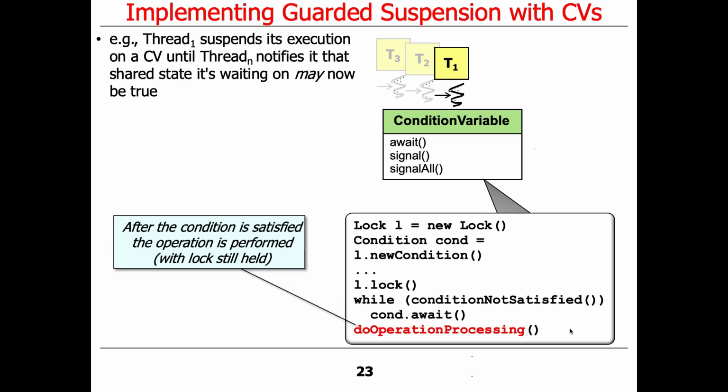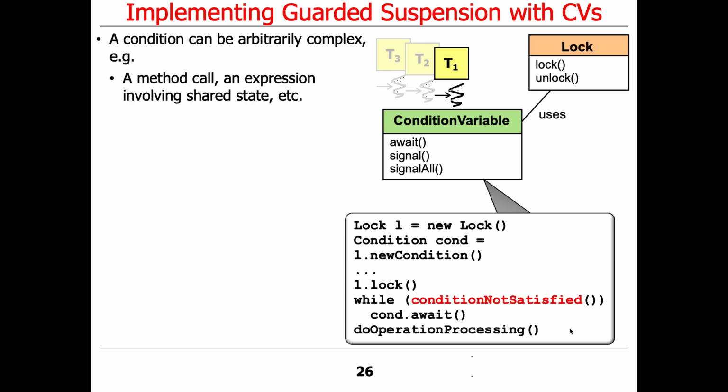At some point, after the world has changed and we've been signaled, and we'll talk about signaling later, this await call wakes up, the condition has become satisfied, and then, and only then, can we make it through the guard and do the operation processing with the lock held. So the lock is still held, we're doing the processing, the condition is satisfied at that point, and we're able to do our thing. So grabbing the lock and then waiting in a loop while the condition is not satisfied, that's the guarded suspension pattern. Once we have that condition satisfied, we can do our work.